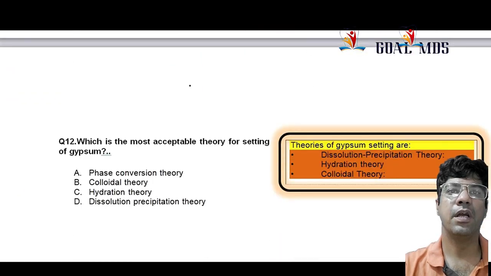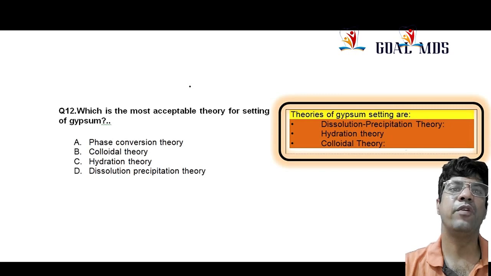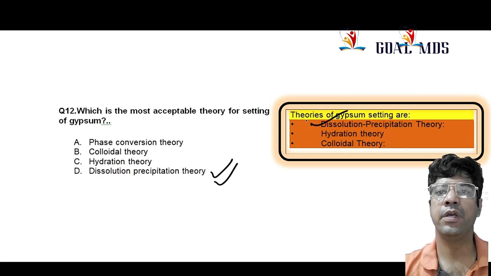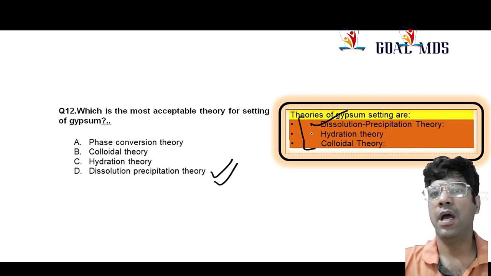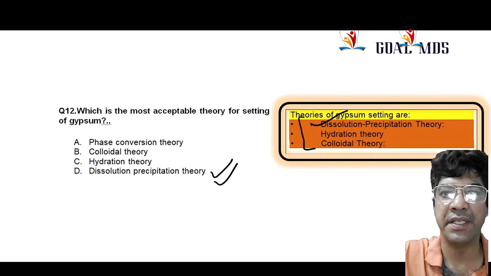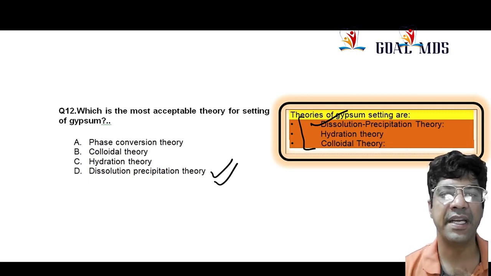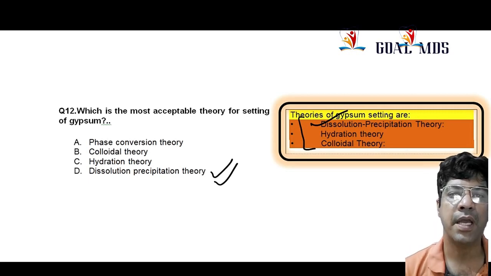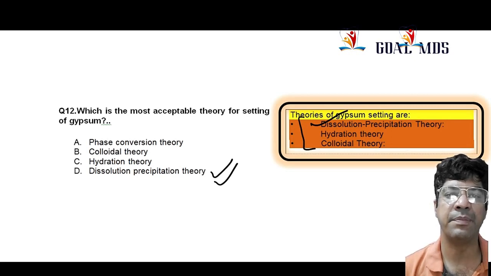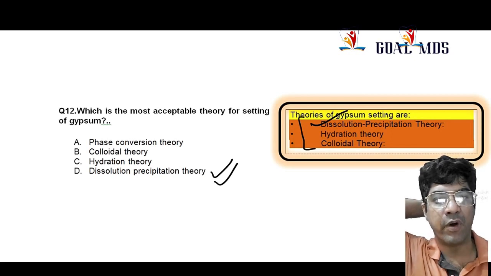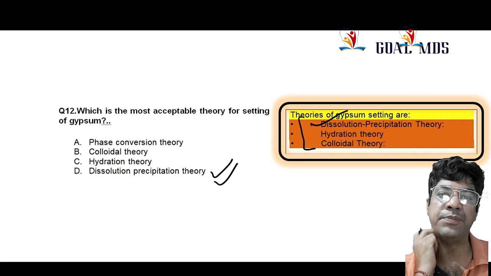Moving to the next question, what is the most accepted theory for setting of gypsum? The most accepted theory is dissolution precipitation theory. Three theories are there, remember: dissolution precipitation theory, hydration theory and colloidal theory. But the most widely accepted theory is the dissolution precipitation theory. According to this theory, the setting of gypsum products like plaster and stone occurs through a series of dissolution and precipitation reactions. Initially, the gypsum is mixed with water that leads to dissolution of gypsum particles.